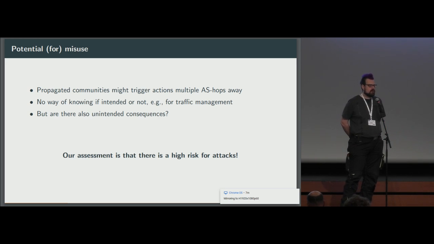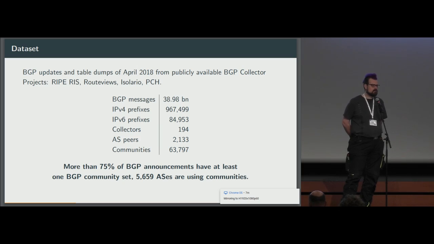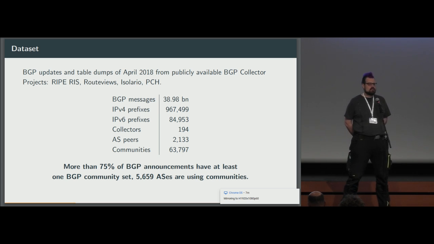And we asked ourselves if there are also unintended consequences in this combination of BGP communities being transitive and forwarded and used for actually changing routing decisions. Our assessment in the end is, yes, there is a high risk for attacks, and we already see some attacks as well. So what were we looking at? Of course, we took all of the publicly available BGP data we can find. And in the end, we find that 75% of BGP announcements that we looked at have at least one BGP community set. In 2018, it was 5,600 ASs. Now it's more than 10,000 ASs that make use of these communities.